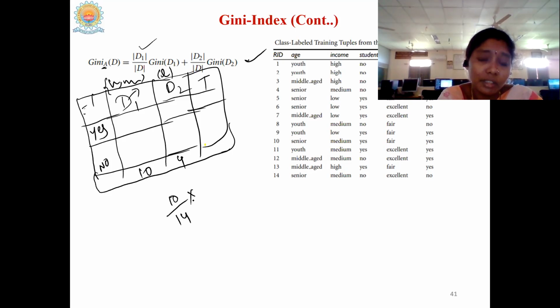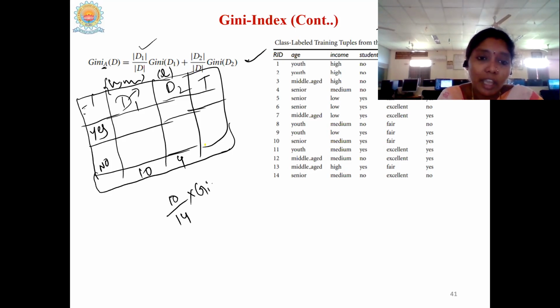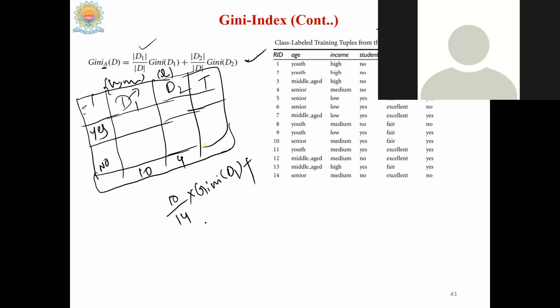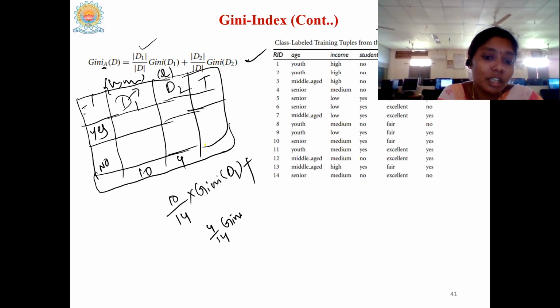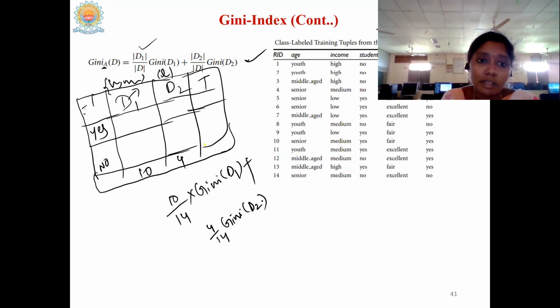Next, GINI index of D1. Here we need to calculate this, right? Because we just calculated GINI index of the entire data set. We have not calculated the GINI index of the D1. So again, we need to calculate this GINI index of D1, plus again mod D2, 4 by 14, GINI index of D2. So what's our task? We need to calculate GINI index of D1 and D2. So let's again come for the GINI index of D1.